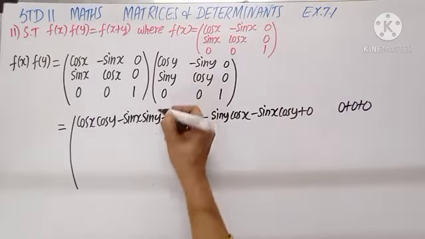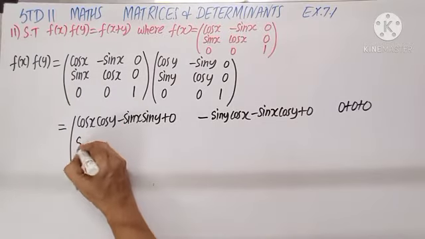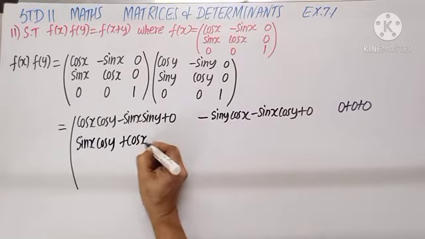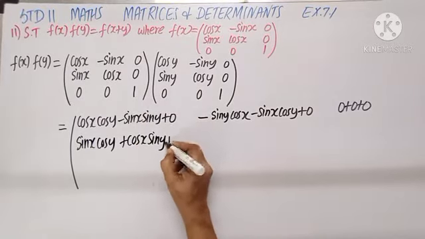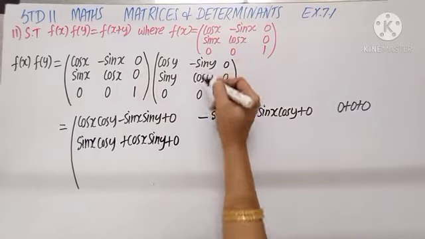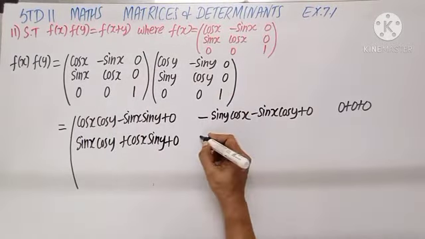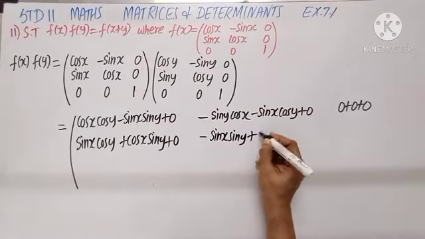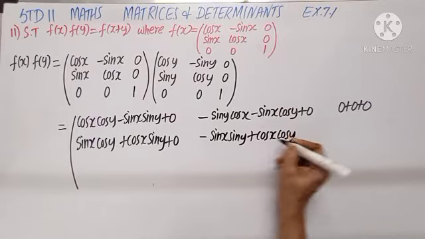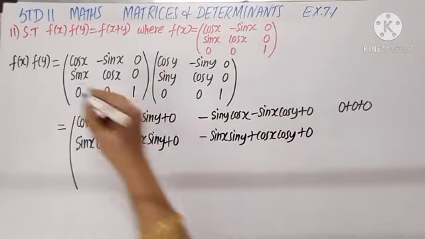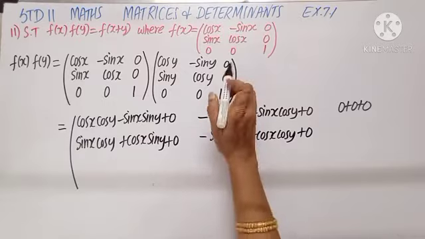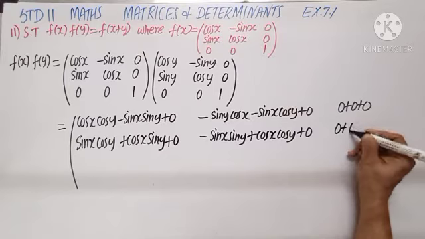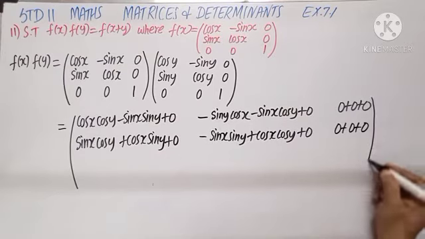Second row by first column: sin x cos y, cos x sin y, 0 into 0. Second row by second column: sin x into minus sin y, cos x into cos y, 0 into 0. Second row by third column: 0 into 0, 0 into 0, 0 into 0. All the entries are 0 only.